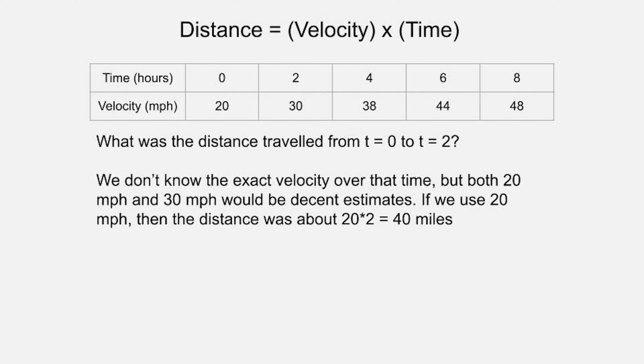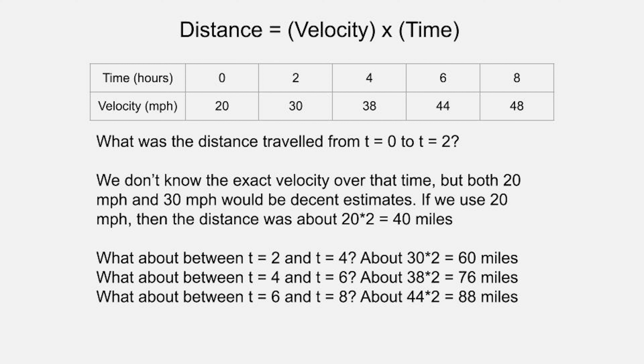Now I don't know which of these estimates is better, but let's just pick one. Let's pick 20 miles per hour to represent the velocity of this car over that time period. Now of course it's not going to be exact, but we're just using this to estimate the distance traveled over that time period. So from time equals 0 to time equals 2, the distance traveled was about 40 miles, because that was a time frame of 2 hours, and we're using 20 miles per hour as an estimate for his velocity over that time period.